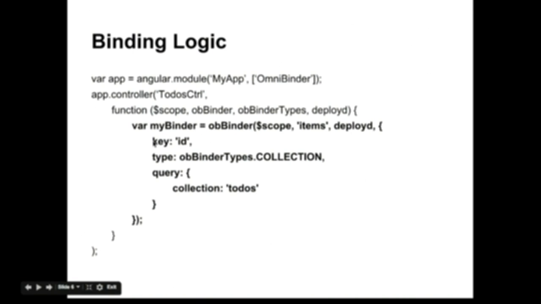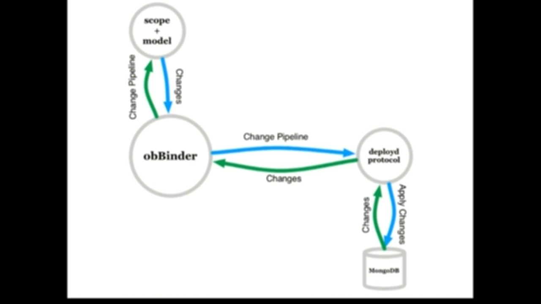Here I have an option which is key ID, which says inside of my collection, the unique key is called ID. OmniBinder uses this to ensure some operations are safe, that it's updating the right object rather than relying on position within a collection. And this type says what type of model it is, so I can be explicit that this should be a collection. And this query is something that my protocol asks for. Here, the deployed protocol just wants to know what the collection is called, so it can perform all the operations after this.